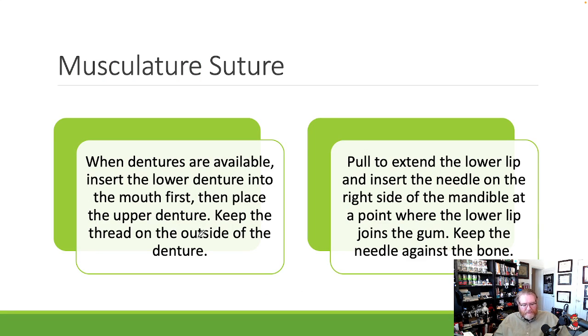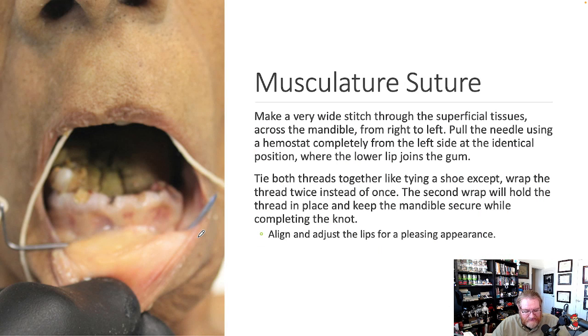When dentures are available, insert the lower denture into the mouth first, then place the upper denture. Keep the thread on the outside of the dentures. The point of the thread is to keep everything in place. Pull to extend the lower lip and insert the needle in the right of the mandible at a point where the lip joins the gum, keeping the needle against the bone. You'll see that here in this slide.